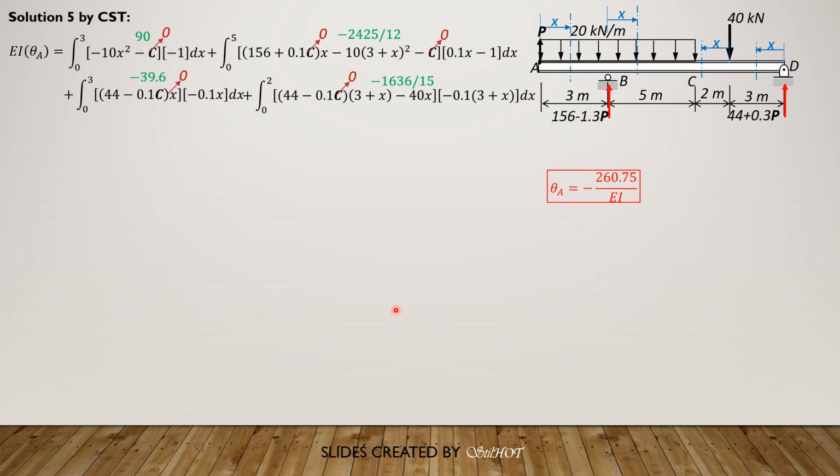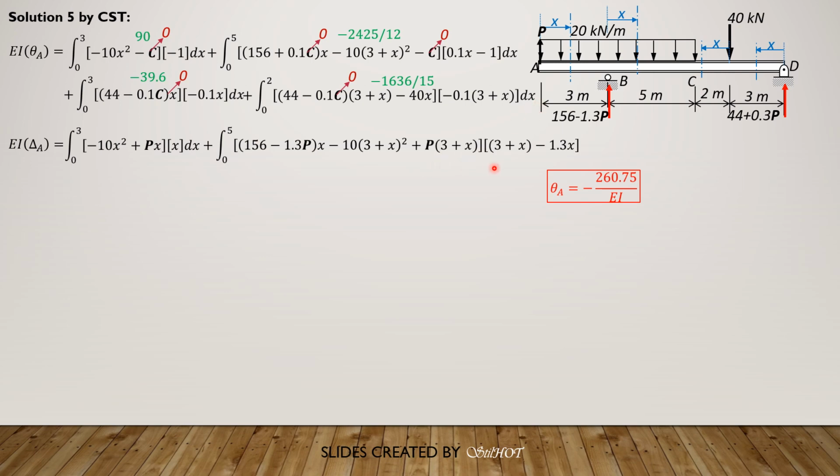So same sectioning. We have EI delta A equal to integral from 0 to 3 of P times x minus 10 times x squared. Then the derivative of Px with respect to P is x dx. Then plus integral of quantity 156 minus 1.3P times x, then minus 10 times 3 plus x squared plus P times 3 plus x. Derivative is negative 1.3x, then 3 plus x. So 3 plus x, negative 1.3x dx.